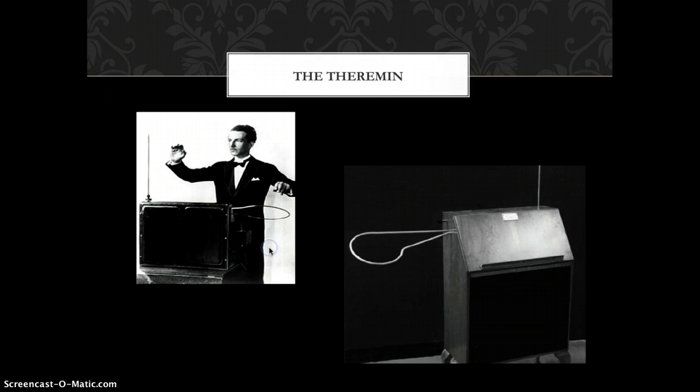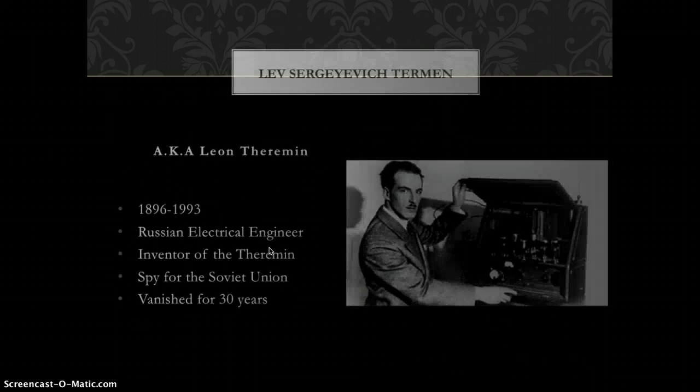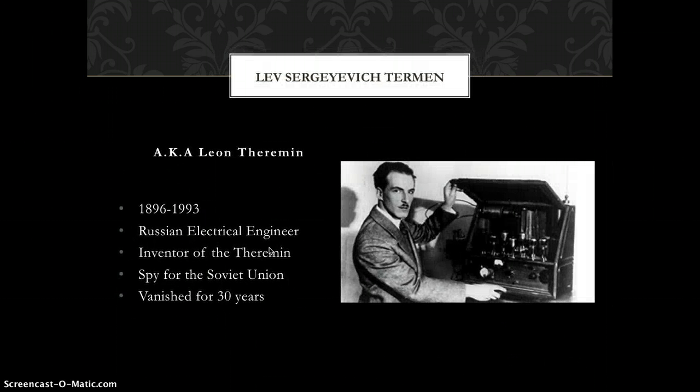But first, let's talk about Mr. Lev Sergeyevich Theremin, or Leon Theremin. I like saying that. And he was born in 1896, died in 93, had a very successful career with music and electronic music. He was a Russian electrical engineer, and he was a spy for the Soviet Union for many years, as his goal was to figure out what America was doing with technology during those days, and he was sending information back. And he also vanished for 30 years because he defaulted on his rent payments and his visa expired. So I thought that was very interesting.